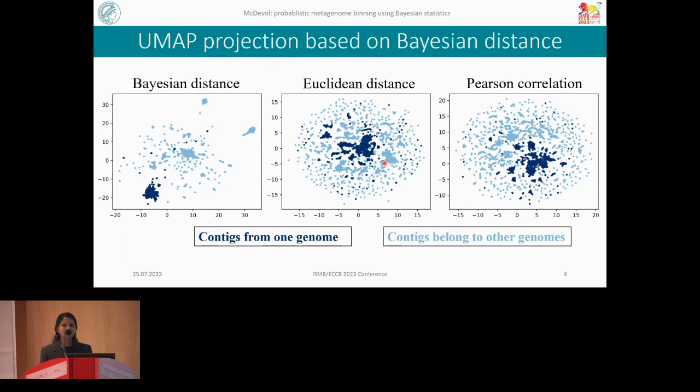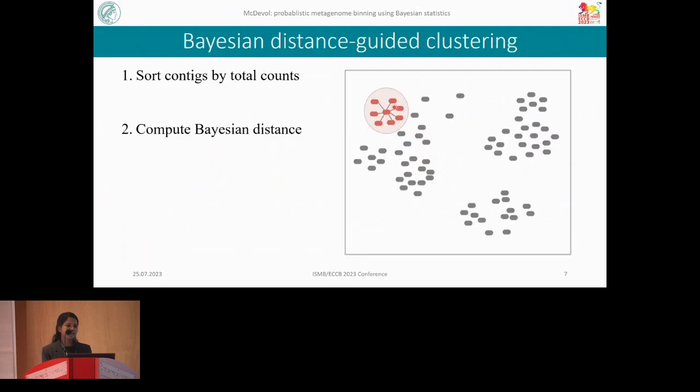We apply Bayesian distance in a simple agglomerative clustering, where we first sort the contigs based on their total abundance in descending order, so that we take the contig with a very high abundance profile first. We compute Bayesian distance between the cluster centroid and all the members in the data set and find the closest members using a d0 distance cutoff. We find clusters in a similar fashion in an iterative manner.